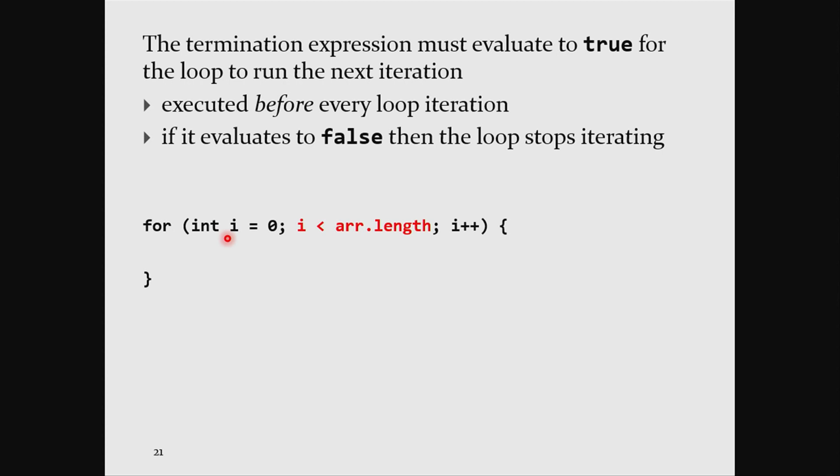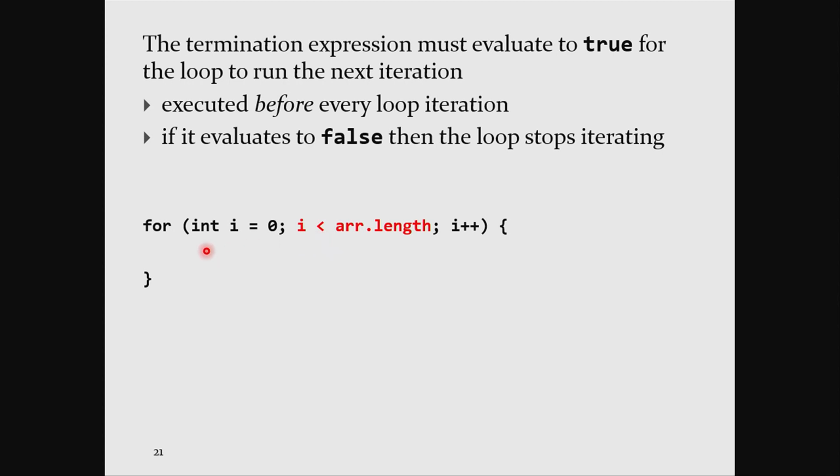2, the termination expression. If the termination expression is true, then the loop runs. So if i is less than the length of the array, then the loop body will run. This condition gets checked every time you start a new loop iteration. So the first time the loop runs, i is 0, and then we check the condition. Is 0 less than the length of the array? Let's assume yes. Then the stuff in the body of the loop will run.